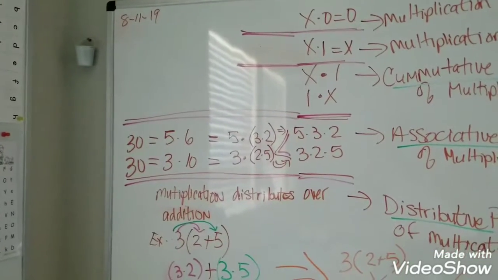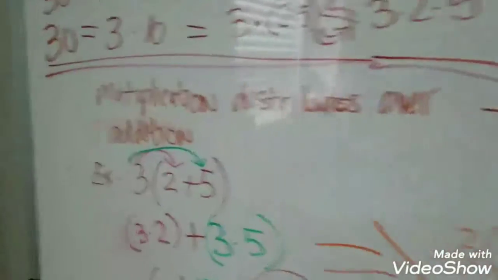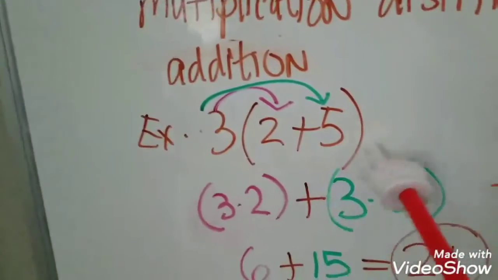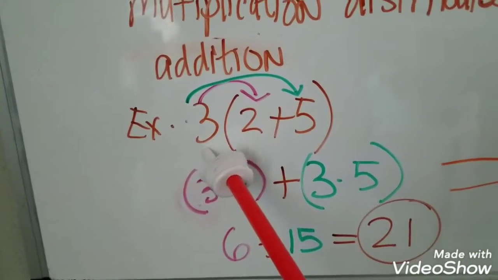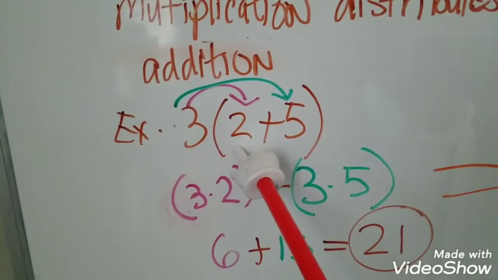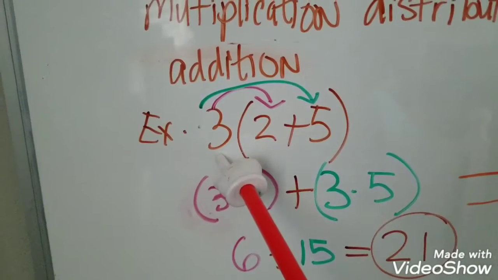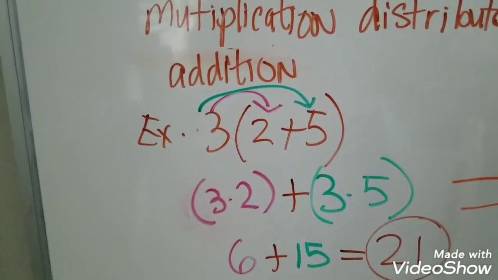And let's look at the example here on the board that we just talked about. If I give you the example, it basically says we are distributing this 3 over addition. We are distributing the 3 to our 2 and distributing our 3 to our 5. But where does the multiplication come in here?